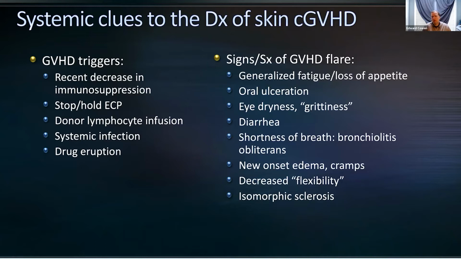So the scenario in which I most frequently will see people who are having flares of their skin GvHD is they've been doing pretty well and their long-term immunosuppression is being tapered. And it's at that point that their GvHD will start to flare once they hit a threshold dose of their prednisone or whatever other medication is being tapered.